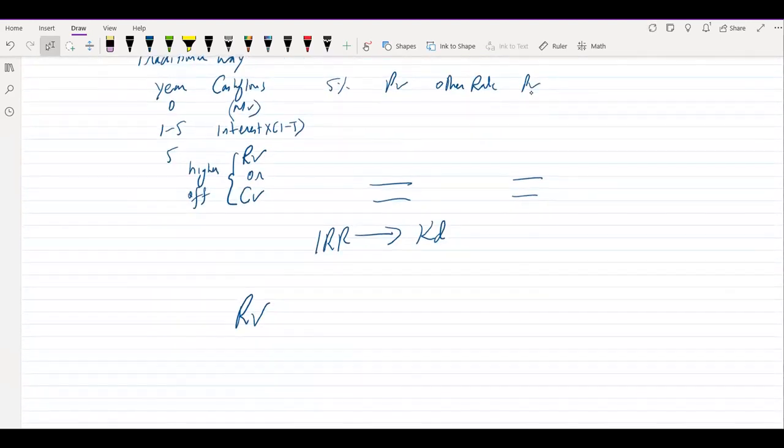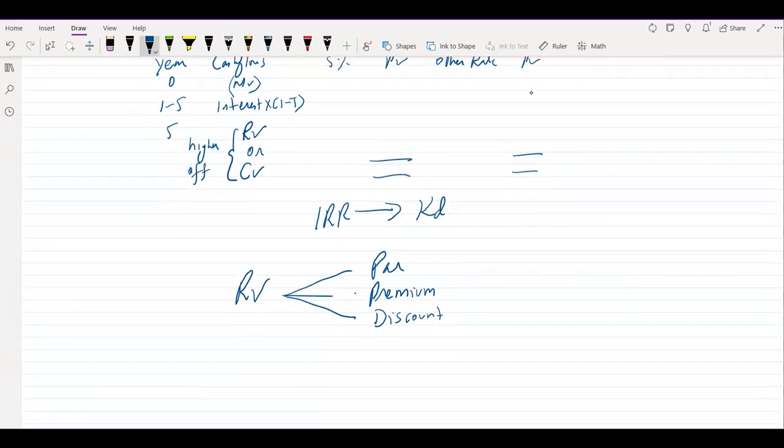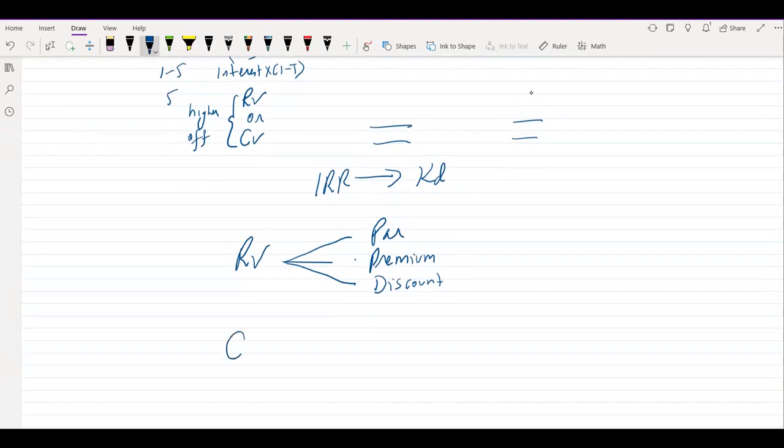What is redemption value? Either the bond will be redeemed at par, or at a premium. Par se thoda upar mil jayega, like 5% premium means 105, 6% premium means 106. Or the bond will be redeemed at a discount. 2% discount means you will get 98. So what is conversion value? Conversion value ka matlab kya hai?